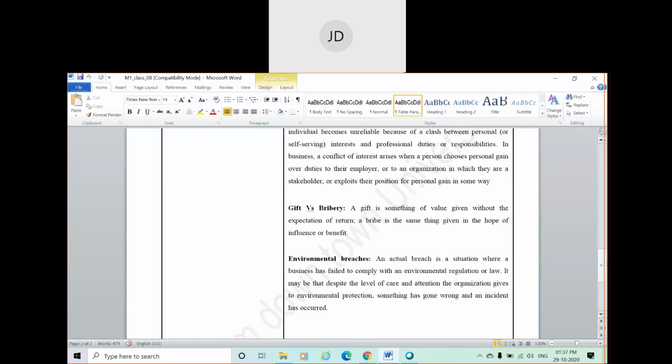We should not compromise, because ultimately we are harming ourselves or our future generation, nothing else. An environmental breach is a situation where a business has failed to comply with an environmental regulation or environmental law. It may be a dispute over the level of care and attention the organization gives to environmental protection, where something has gone wrong and an accident has occurred.